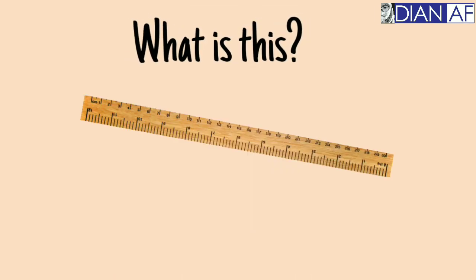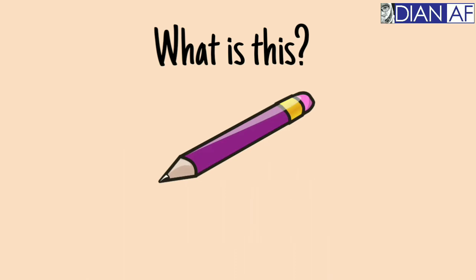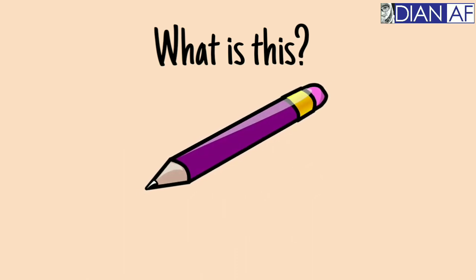The next classroom object is ruler. Ruler. Say the word ruler. Let's spell the word R-U-L-E-R, ruler. Let's go to the next picture.